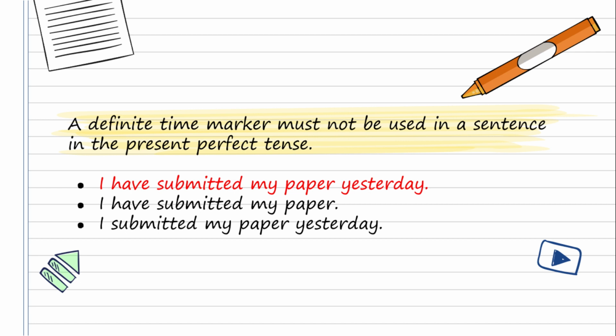Finally, a definite time marker must not be used in a sentence in the present perfect tense. It is wrong to say, I have submitted my paper yesterday. It must either be, I have submitted my paper, or I submitted my paper yesterday.